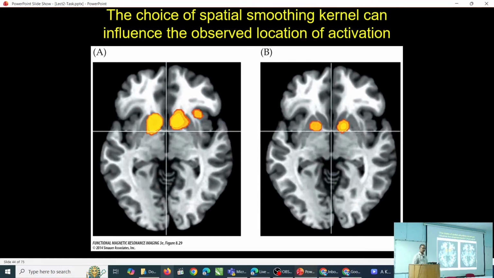And so, depending on the spatial smoothing, you can get images which look like this or this, right? So you have to be a little careful, and you should also know the underlying anatomy well to understand which is what.